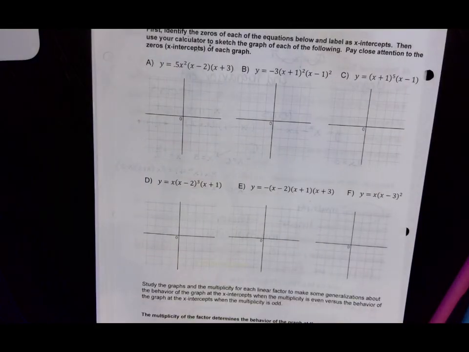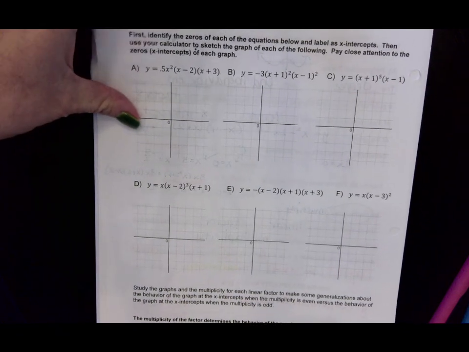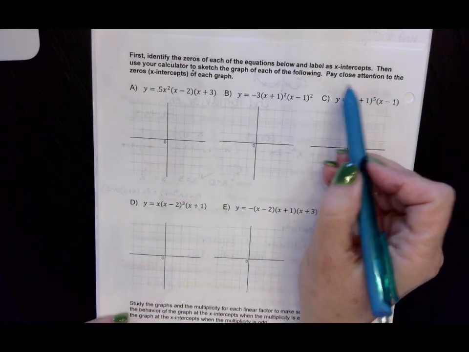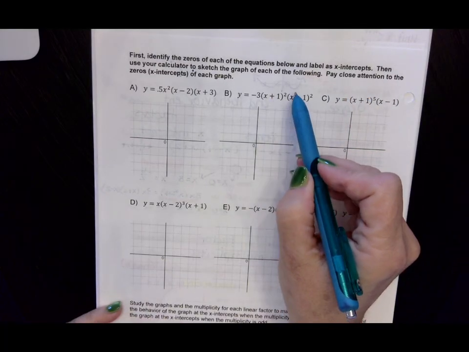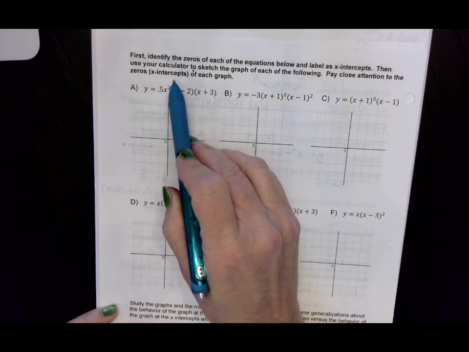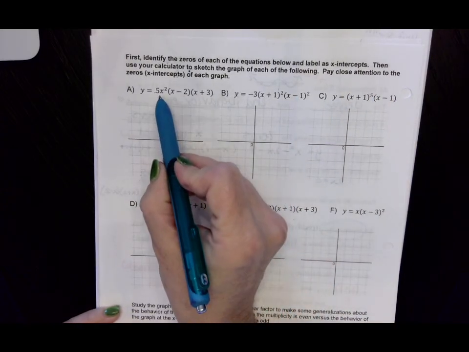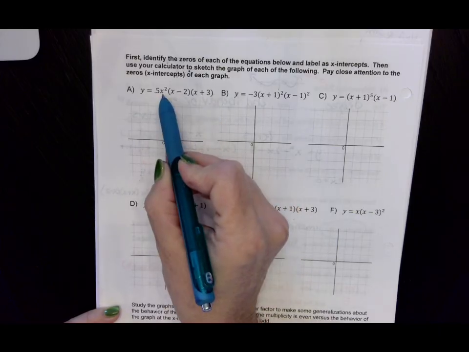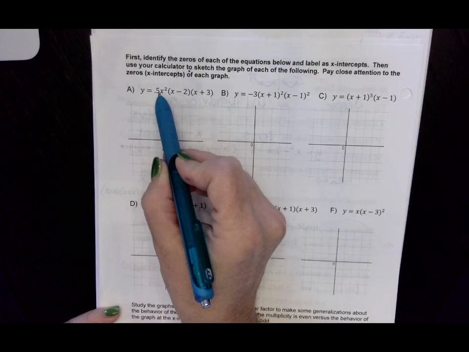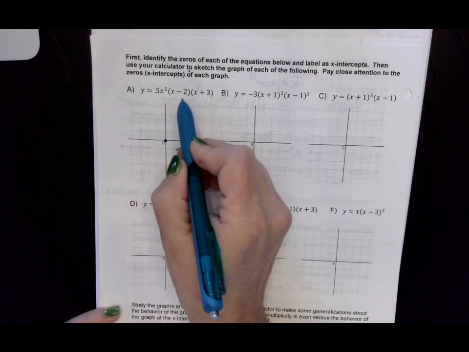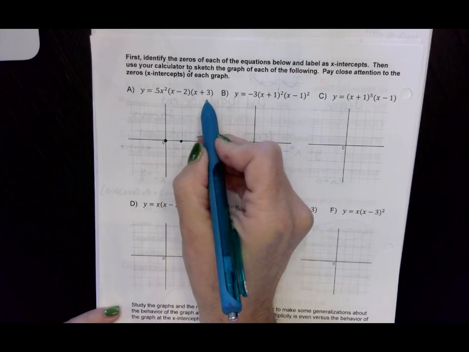All right, so with this, let's go ahead and read this. It says, identify the zeros of each of the equations and label as x-intercepts, and then use the calculator to sketch each one of the graphs. So what we want to do is pay attention to the zeros. Here, this is in factored form, so this is going to be easy. Here I have a 0 at 0. It's not 0.5, it's at 0. I have a 0 at +2, and I have a 0 at -3.